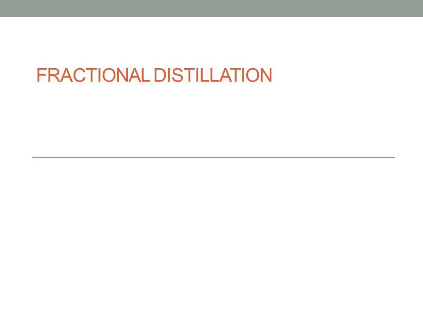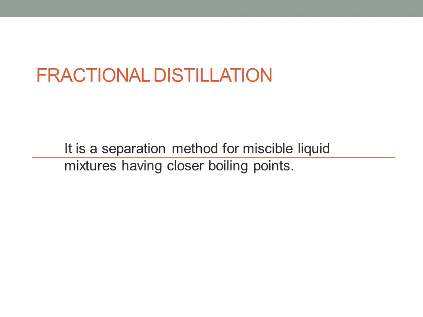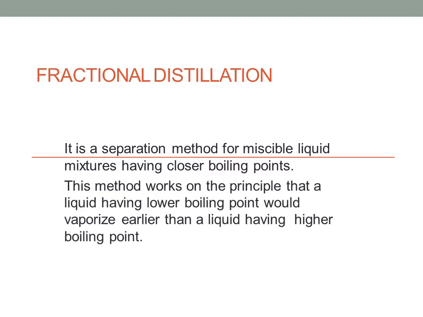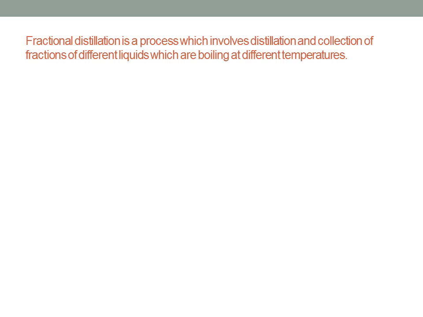Let us start with fractional distillation. It is a separation method for miscible liquid mixtures having closer boiling points. This method works on the principle that a liquid having lower boiling point would vaporize earlier than a liquid having higher boiling point. Fractional distillation is a process which involves distillation and collection of fractions of different liquids which are boiling at different temperatures.